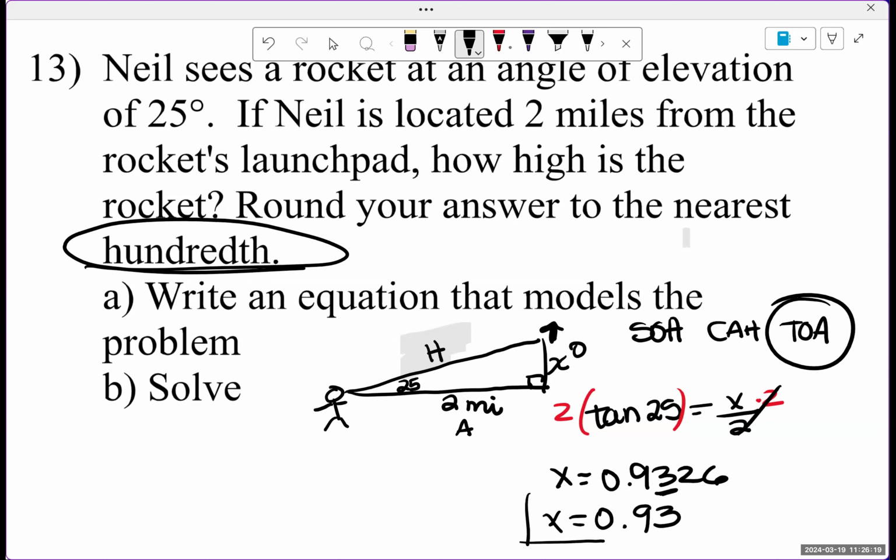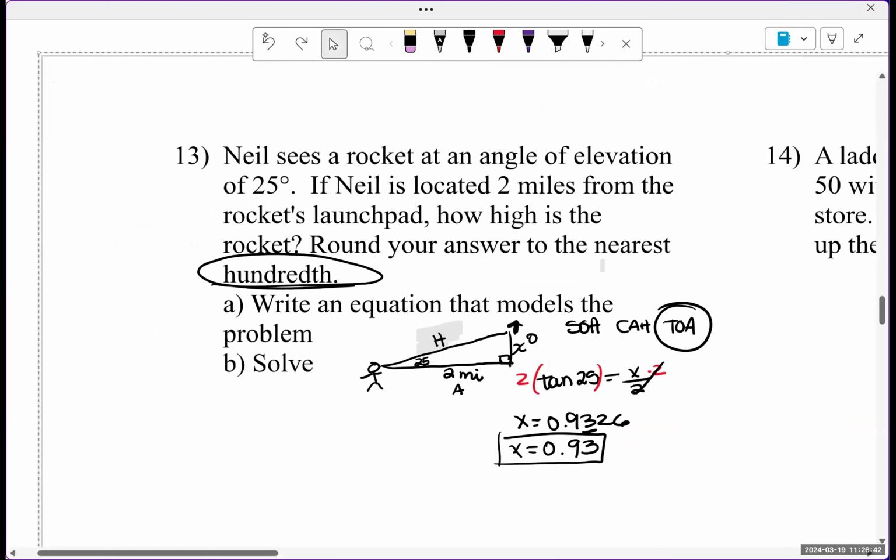0.93. Notice my picture is not drawn to scale because the opposite leg should be about half of the adjacent leg, which makes sense because this is close to 30 degrees. This is all so interesting.